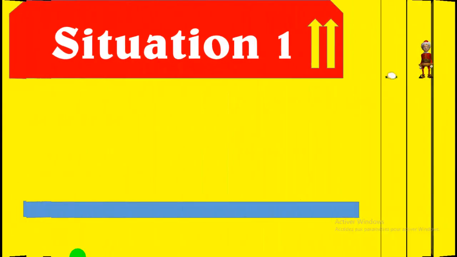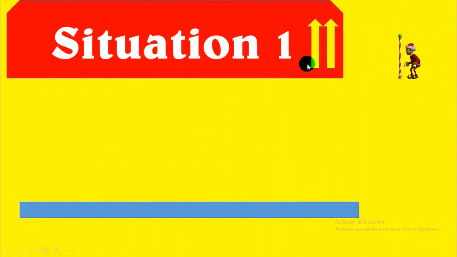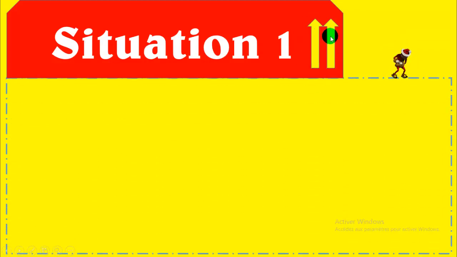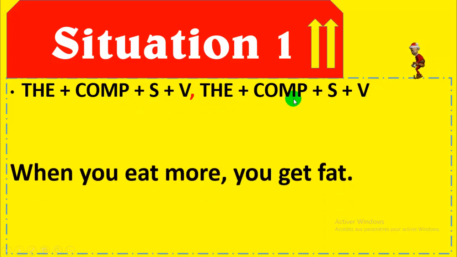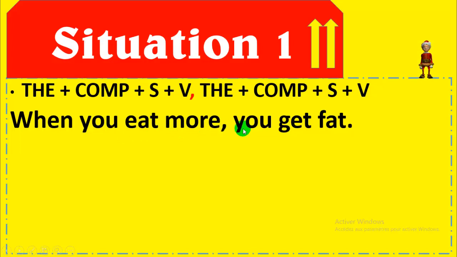Plus une voiture est rapide, plus elle est chère. So, situation 1. Both actions are increasing. Les deux actions augmentent de plus en plus. The comparative subject verb, the comparative subject verb. When you eat more, you get fat. Quand tu manges beaucoup, tu grossis. Tu manges encore, tu grossis encore. Plus tu manges, plus tu grossis.